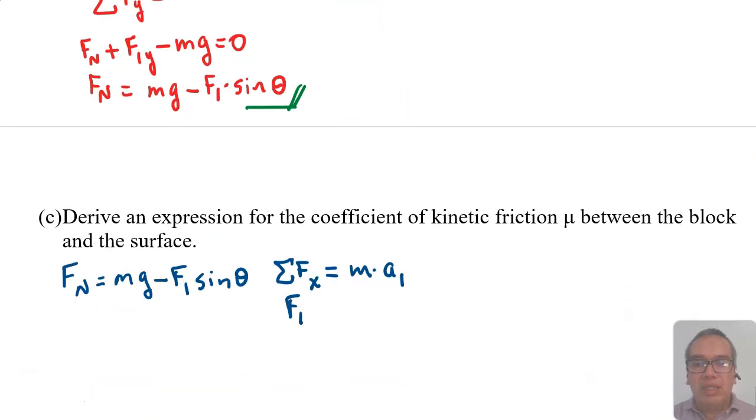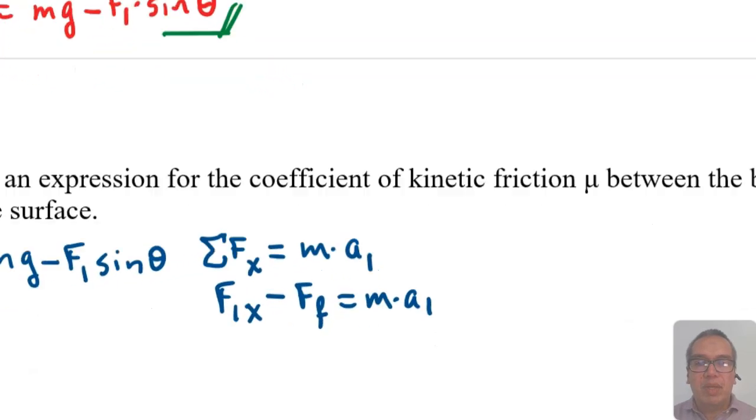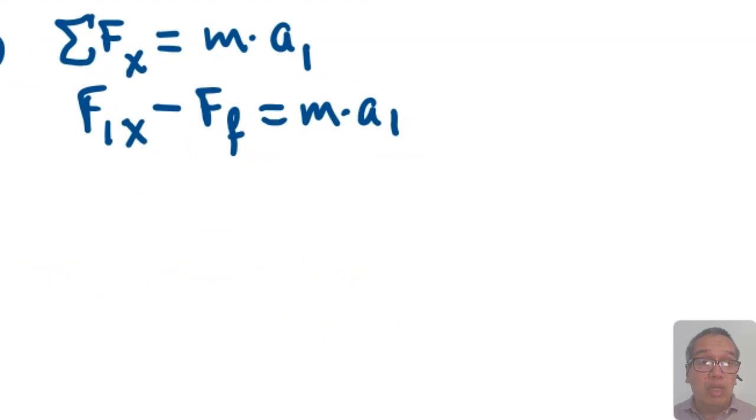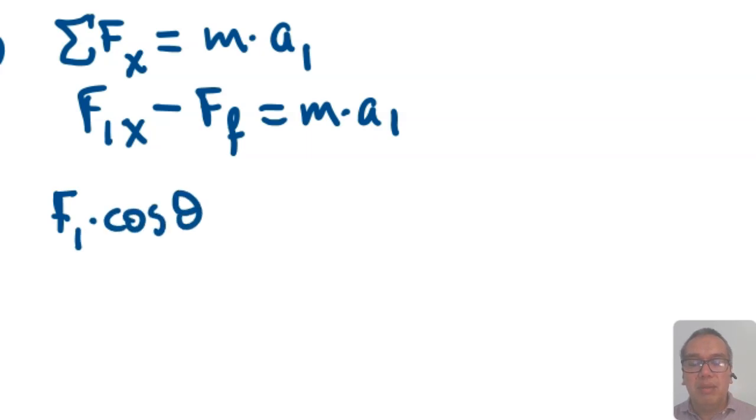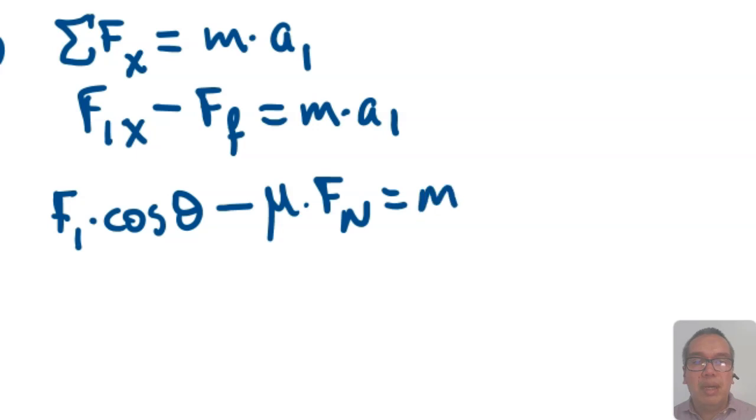F1 in the x direction minus force of friction. And this is equal to mass times a1. And remember that what you are looking for is an expression for mu. And mu appears in the formula for kinetic friction. So what we get is F1 times cosine of the angle, because x is cosine, minus mu times the normal force is equal to mass times a1.